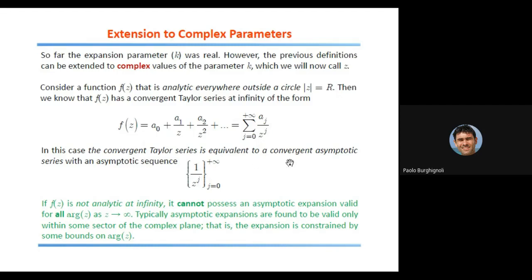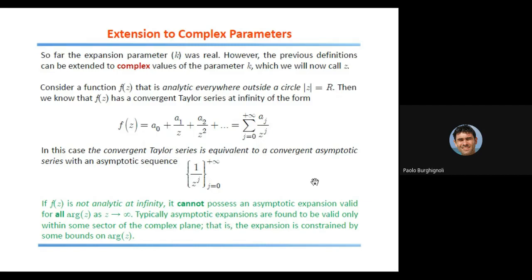However, if the function is not analytic at infinity, like the error function, which has an essential singularity at infinity, well, in that case, it can be shown that such a function cannot possess an asymptotic expansion valid for all values of the argument of the complex variable z. And this is why Stokes discontinuity must happen in this case. So typically, an asymptotic expansion is valid inside only some bounded sector of arguments in the complex plane.